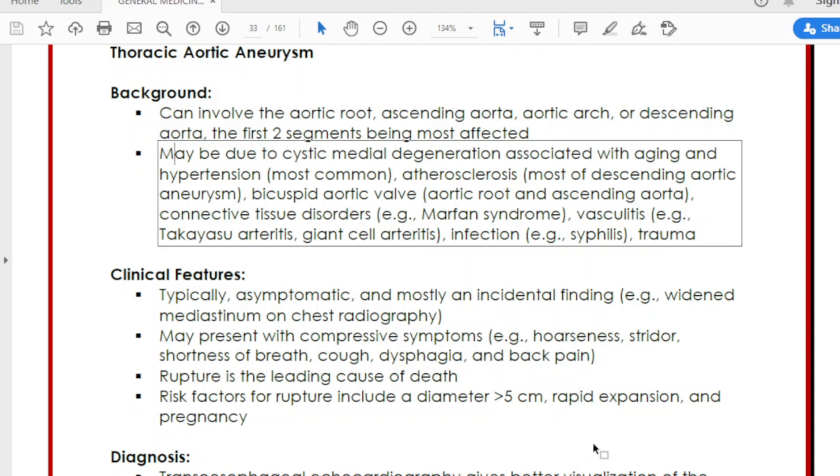May be due to cystic medial degeneration associated with aging and hypertension, most common; atherosclerosis, most of descending aortic aneurysm; bicuspid aortic valve, aortic root and ascending aorta; connective tissue disorders, example Marfan syndrome; vasculitis, example Takayasu arteritis, giant cell arteritis; infection, example syphilis; trauma.